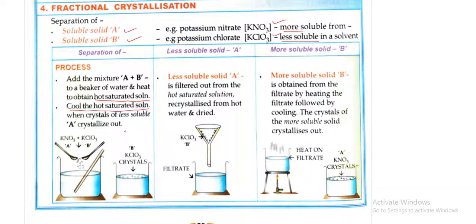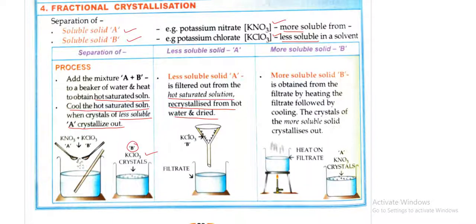So while cooling, what happens? The less soluble A will crystallize out first. So first what we will get? The less soluble salt, and after taking out the A, what will be remaining? B will be remaining in that, that is potassium chlorate will be remaining. Now potassium chlorate will be separated by what? Again we will make a hot saturated solution, and again we will recrystallize from the hot water and dry it.